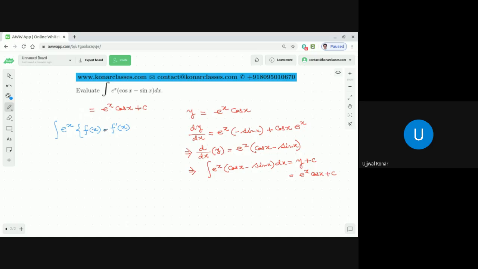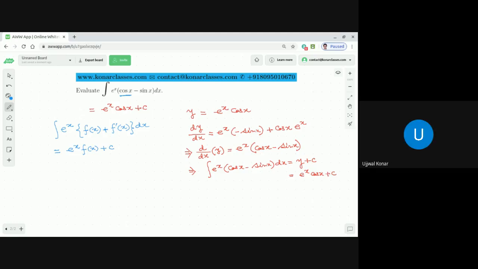dx. That means if you see e power x, in context to our question, cos x and minus sin x, because differentiation of cos x is minus sin x. If you come across this kind of situation, you can always write that integration is equal to e power x fx plus c. That's what we have done here, e power x cos x plus c.